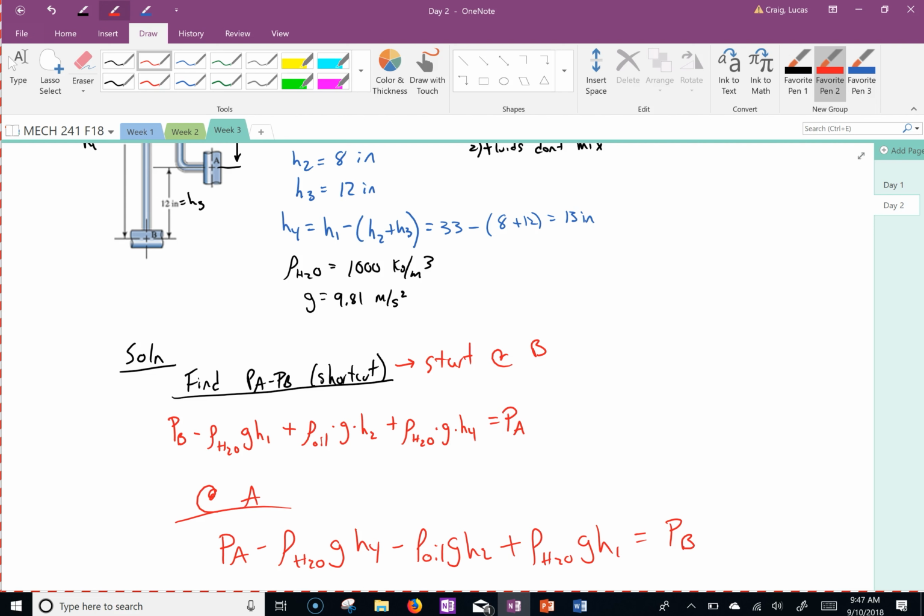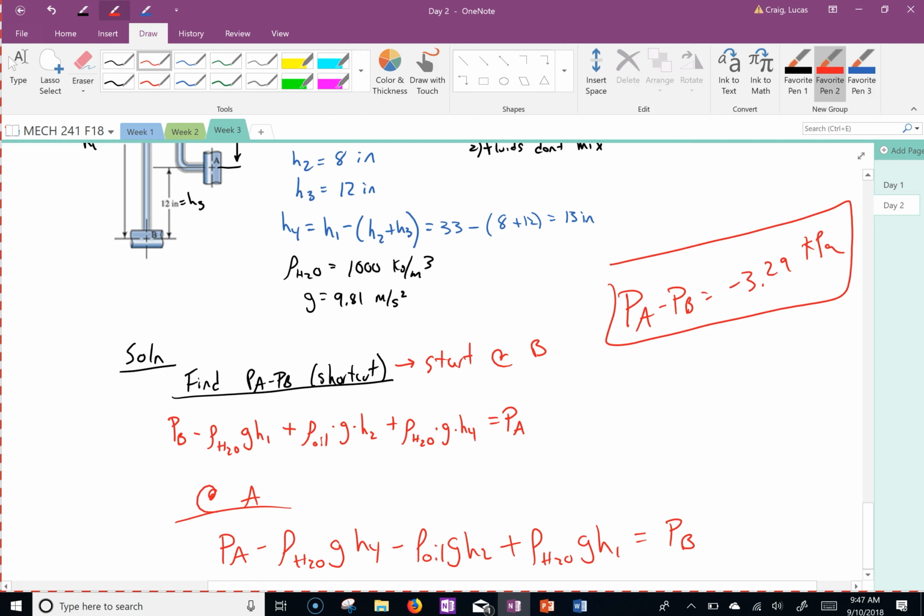So when you get the answer, you end up getting PA minus PB to be negative 3.29 kilopascals. Does that make sense? It's just saying PB is greater than PA.